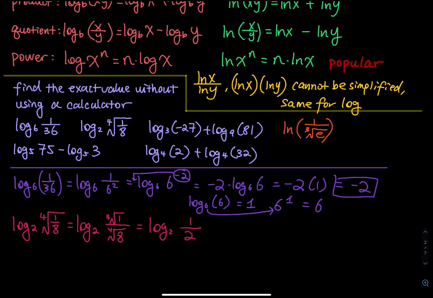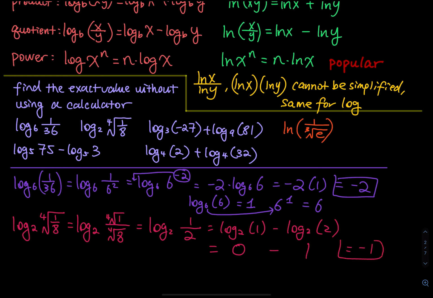Since we have one number over the other, that is log base 2 of 1 minus log base 2 of 2. The log base 2 of 1 is equal to 0, and the log base 2 of 2 is equal to 1, and therefore this is equal to negative 1. Why is this a 0? Because 2 to the 0 power is equal to 1. This one, 2 to the first power is equal to 2.